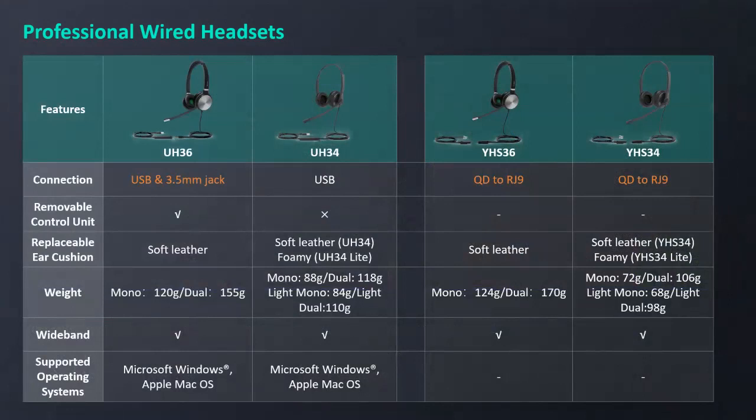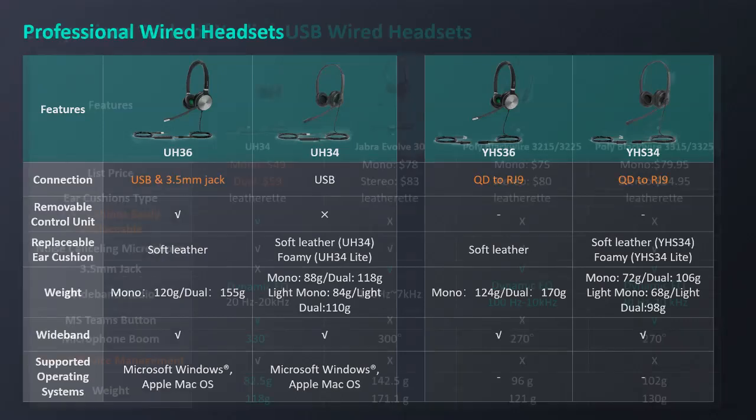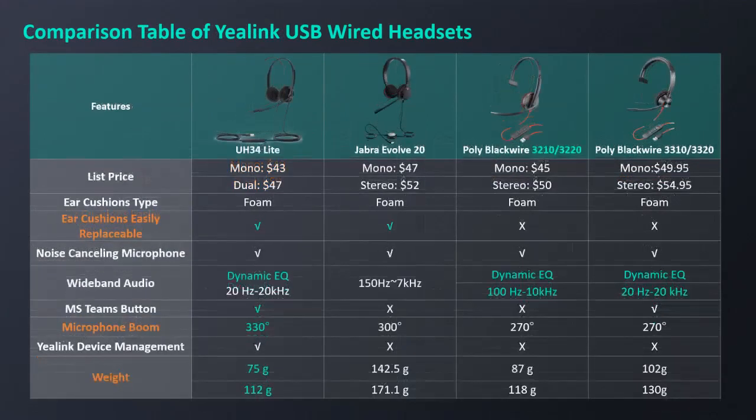For the YHS series, we have YHS37 and YHS34. Some customers might be familiar with the old model YHS33, but right now YHS33 is end of life and has been switched to YHS34. All of those models come in two varieties, both mono and dual. And those are all perfectly compatible with all Yealink desk phones. The comparison table is here.